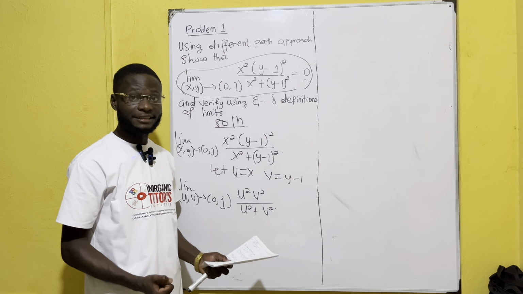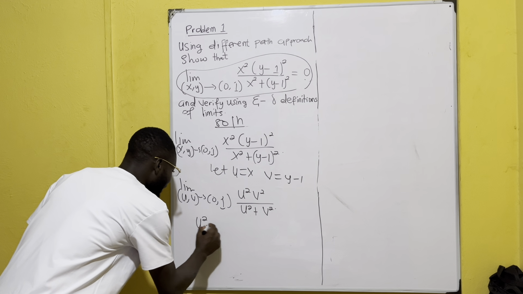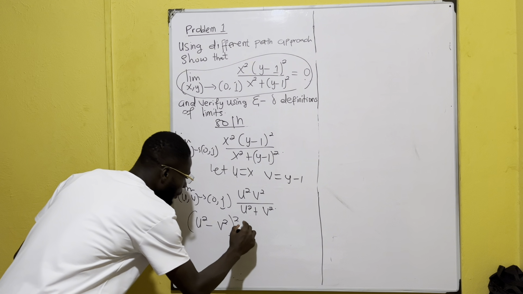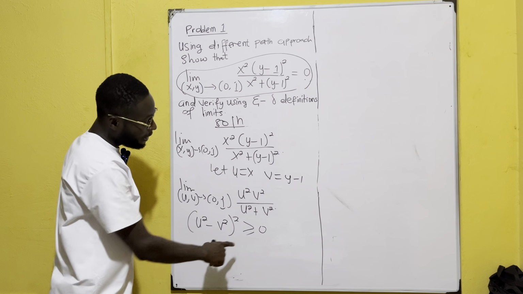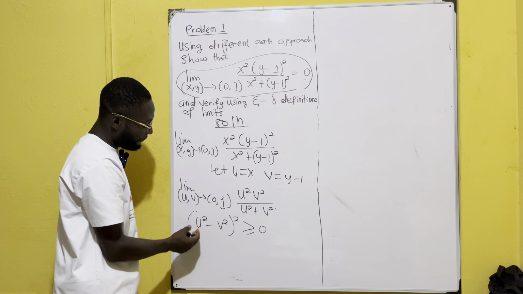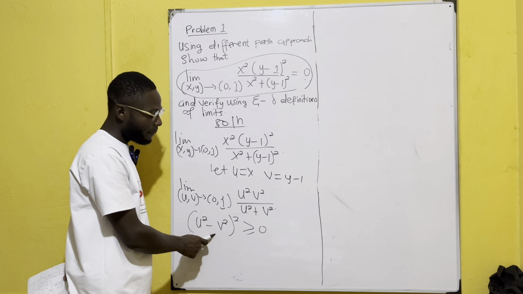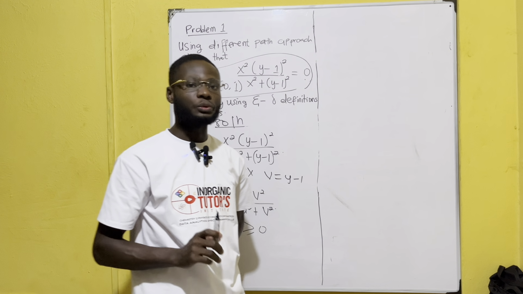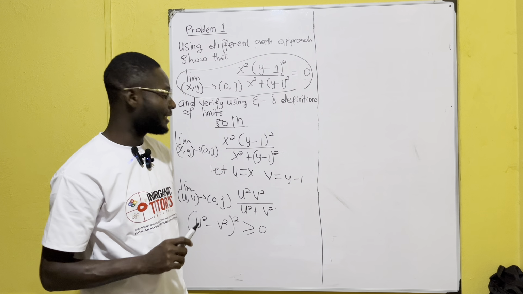So using the identity, we know that u squared minus v squared, all squared, must be greater or equal to 0. This is the identity. If you square the u minus the square of the v, the result that you have must be greater or equal to 0. So that is the identity.